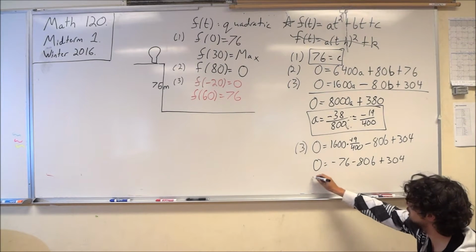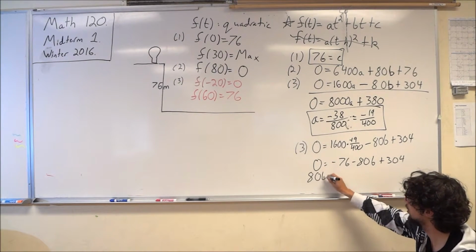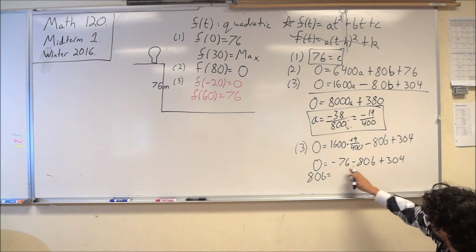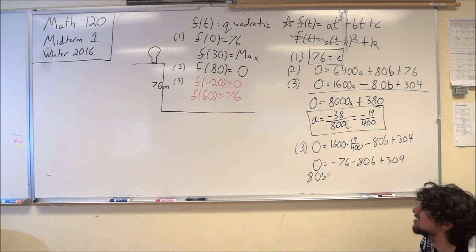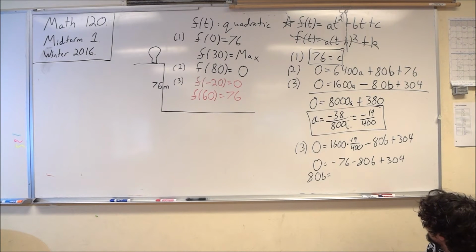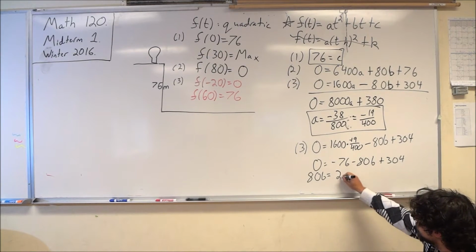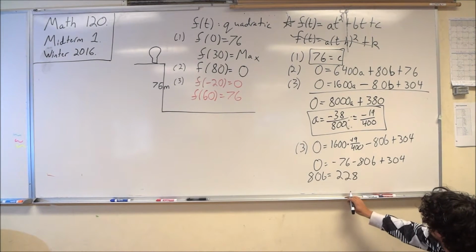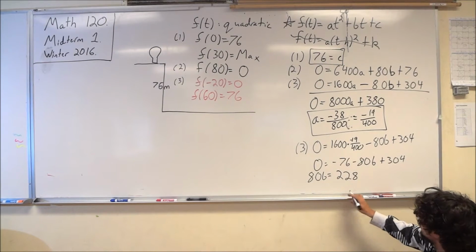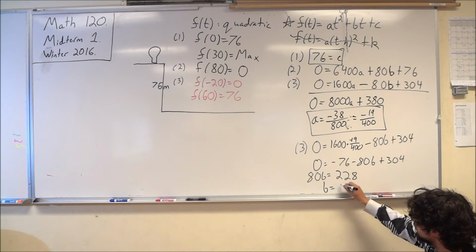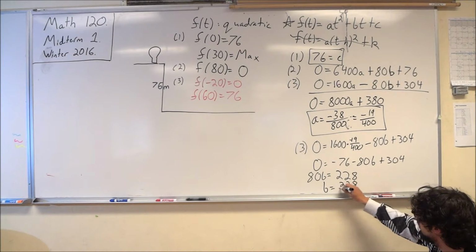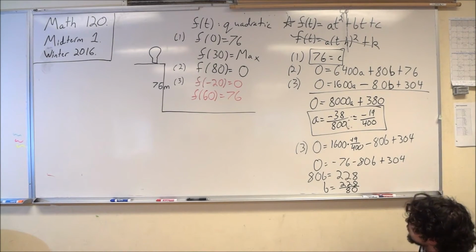If I bring 80b over here, 304 minus 76. 304 minus 80 is 224. So minus only 76 would be 228. So I find that b equals 228 over 80.